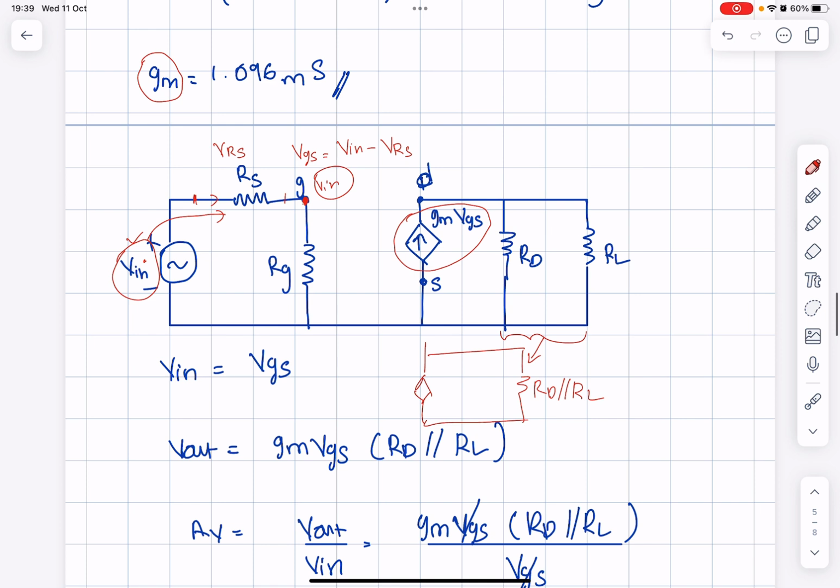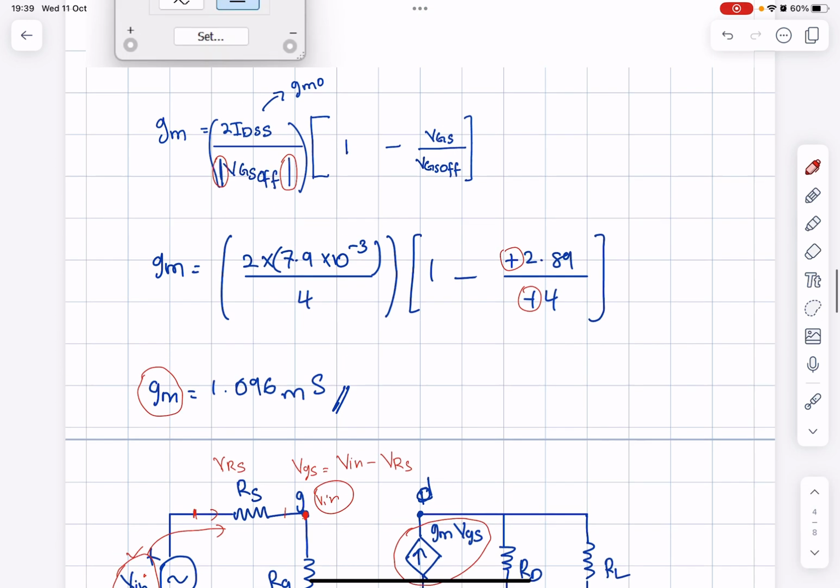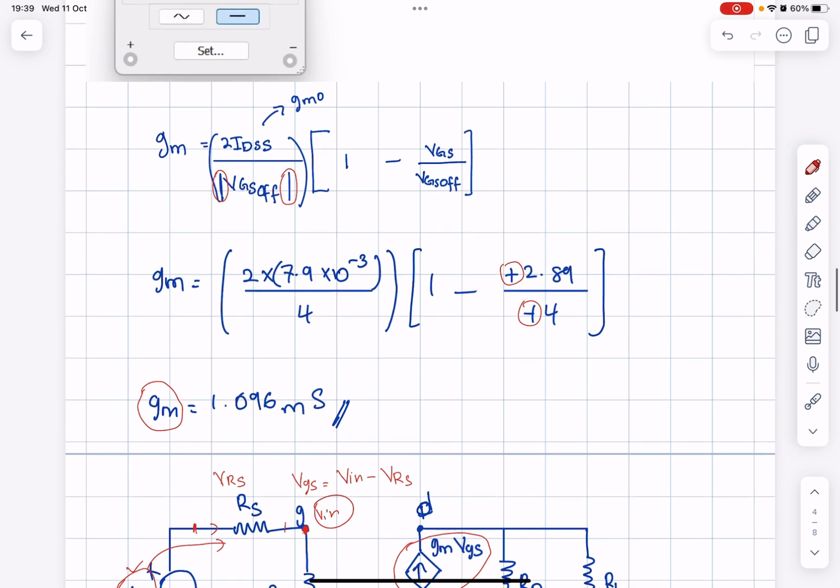So in order to calculate the voltage gain here, you need to find out your GM. GM here is your transconductance. So how to obtain this transconductance formula is you can check on the previous notes where I have shown you the formula for the transconductance. So the transconductance is equal to this equation.